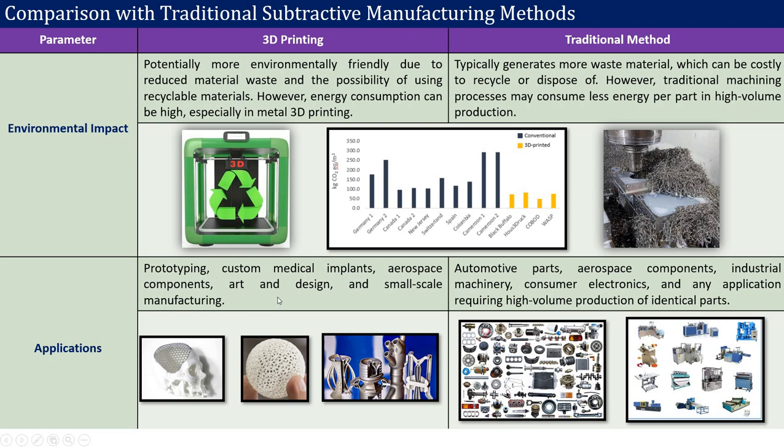Applications. In 3D printing, there are a huge number of applications. It can be used in medical implants, aerospace components, art and design, small scale manufacturing, and prototyping. So all these are applications of 3D printing. The traditional method also has huge applications, because we have been using it for a long time, in aerospace components, industrial machinery, consumer electronics, and any applications requiring high volume production of identical parts. So high volume production is the biggest advantage of the traditional method, while low volume production we can do using 3D printing.